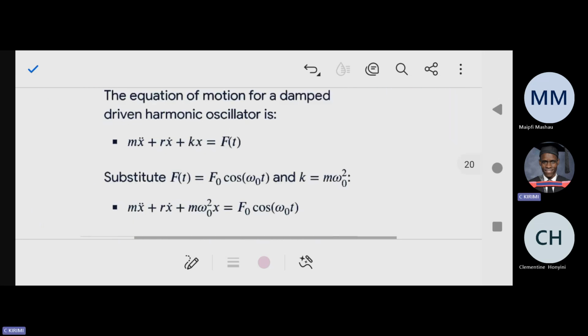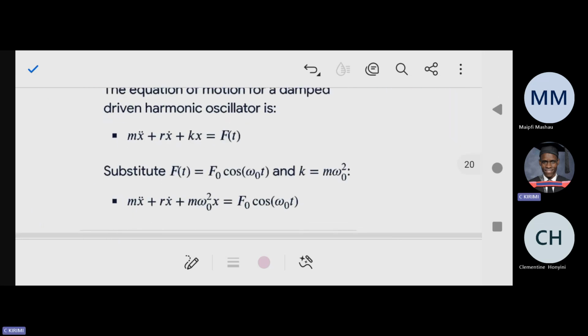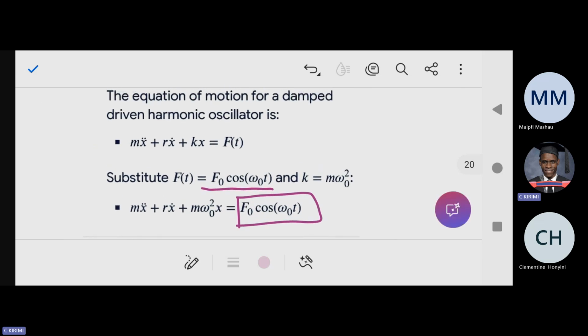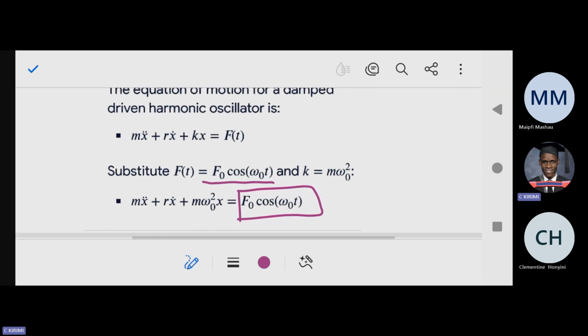So let's differentiate that one. So this is our force F(t). We replace the force by F naught cos omega t. And we substitute where there is k. Now you replace k by saying k over m is equal to omega naught squared.